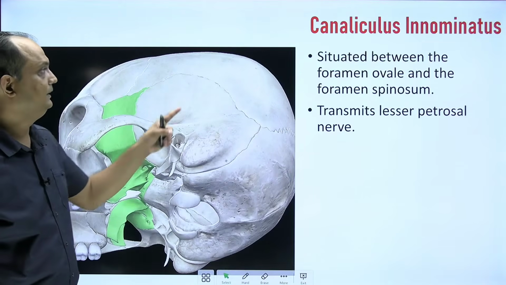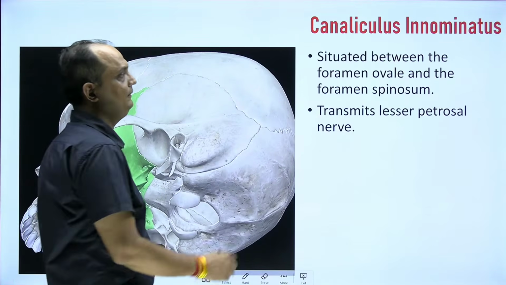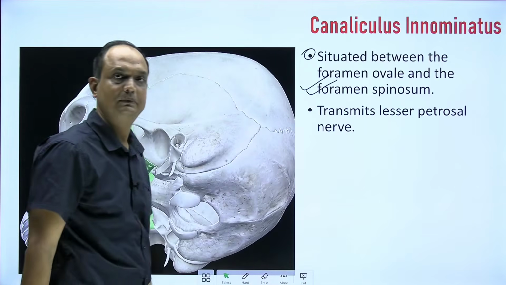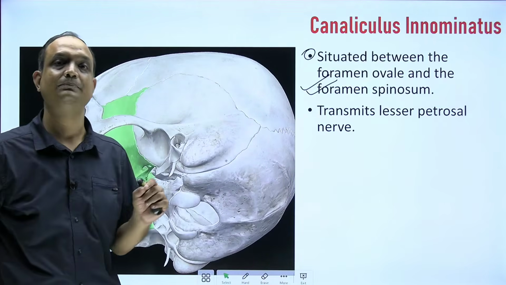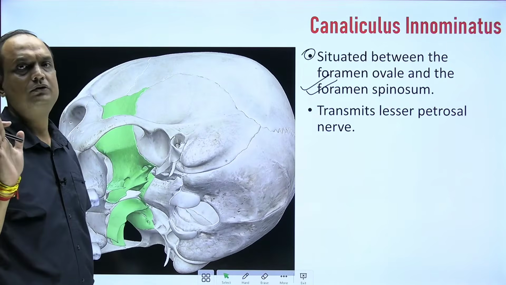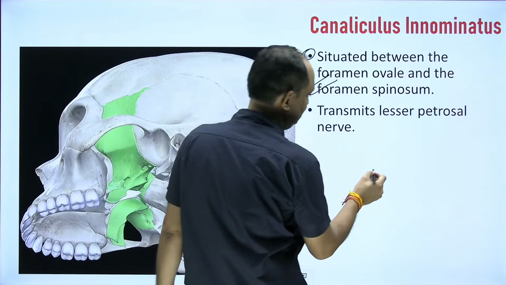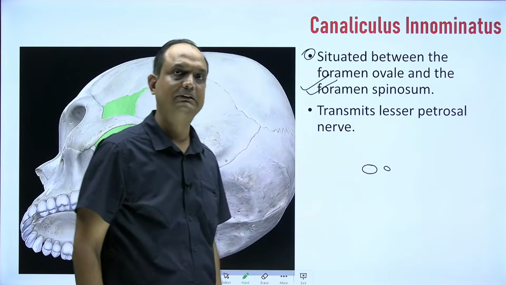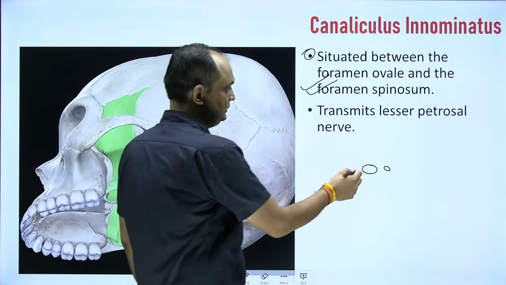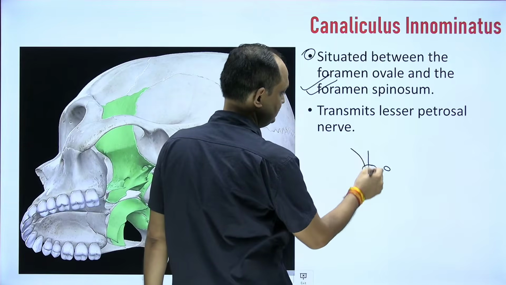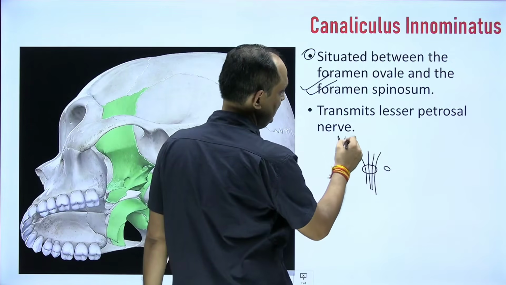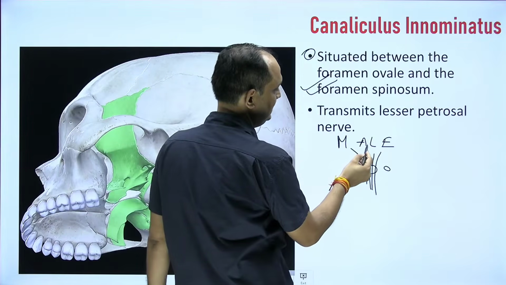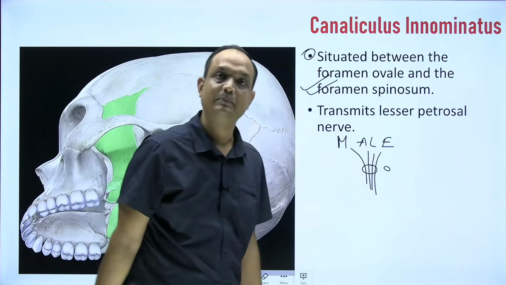Then the next is foramen innominatus. It is situated between the foramen ovale and foramen spinosum, and if this foramen is present, then it allows passage for the lesser petrosal nerve. So in short, you have to understand that there is a foramen ovale, and behind that you have foramen spinosum. This is a constant finding, and through this foramen ovale you have four structures. What are these four structures I told you? M-A-L-E. M stands for mandibular nerve, accessory meningeal artery, lesser petrosal nerve, and emissary vein.